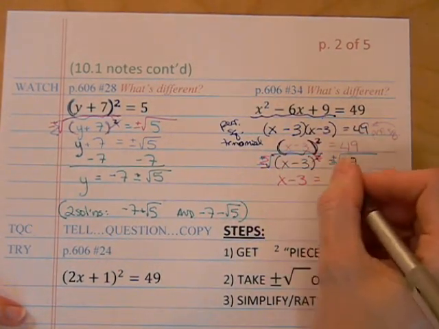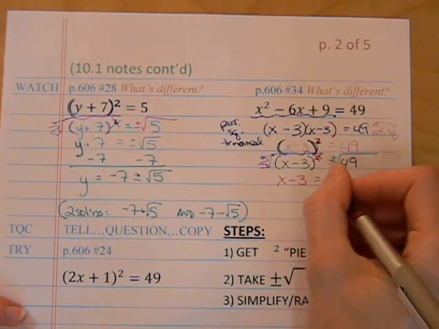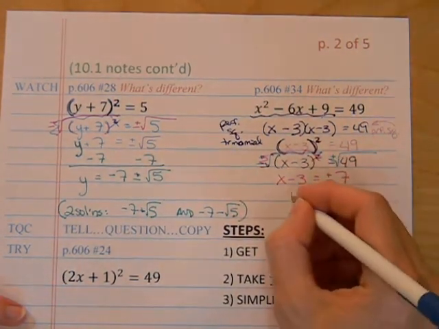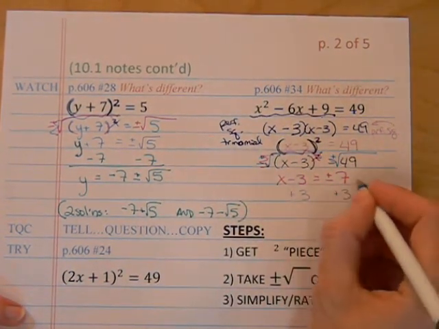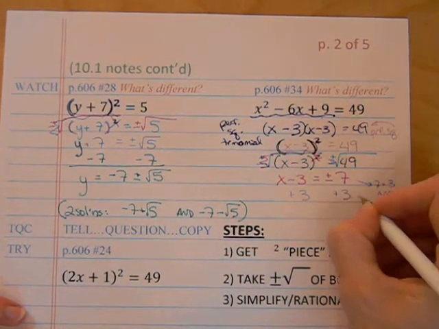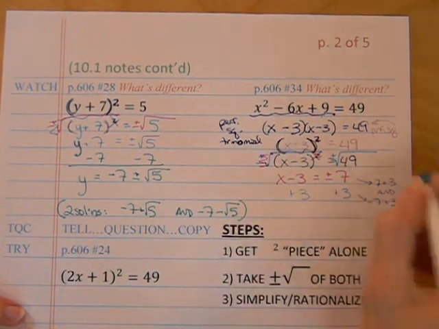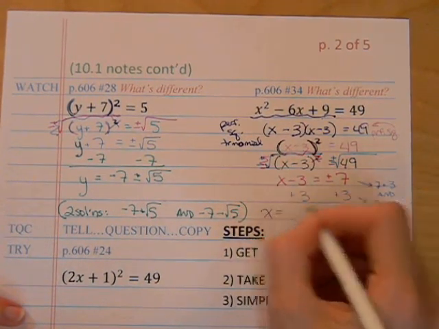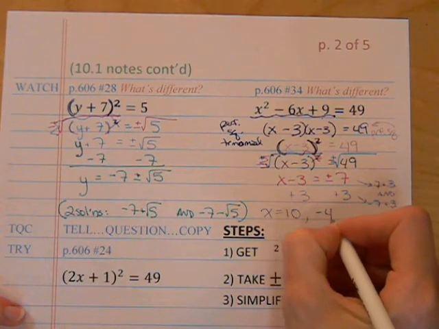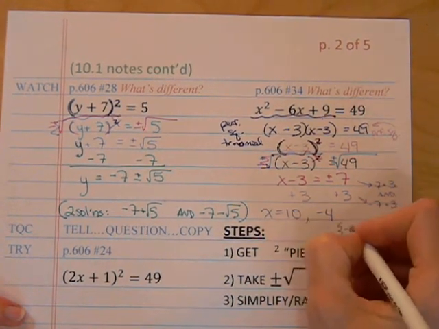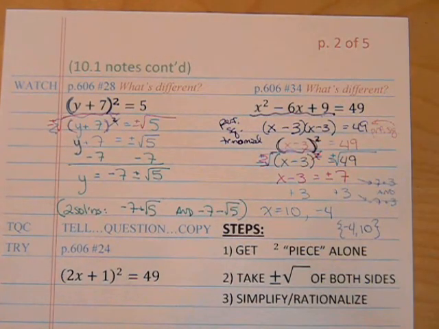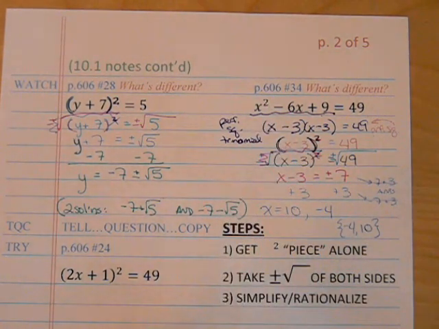X minus 3 is equal to plus or minus radical 49, which is plus or minus 7. And then as you solve this, you're going to be adding 3 to both sides. You've got two different solutions here. You've got positive 7 plus 3, and you have negative 7 plus 3. So our answers here are x is equal to 7 plus 3 is 10, negative 7 plus 3 is negative 4. So you have two different answers here. You could write that in set notation to show that they go together in one set. Both of those work in this equation.